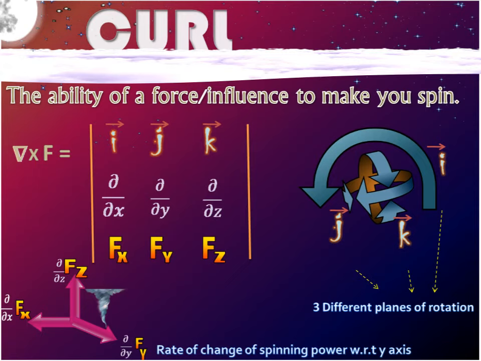Curl is the ability of a field or a force or an influence to make you spin. As you can see in the formula of curl, you will see I, J and K. I denotes a rotation in this plane, that is the plane of the screen, a rotation along the plane of the screen.